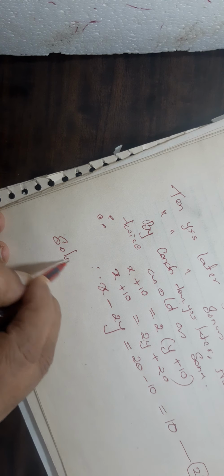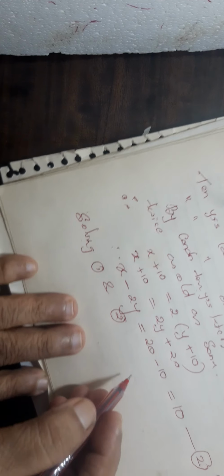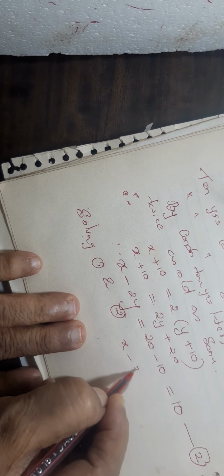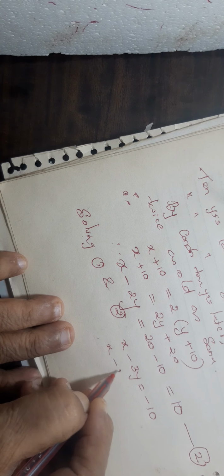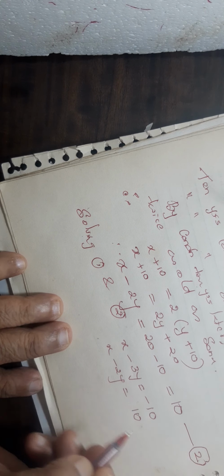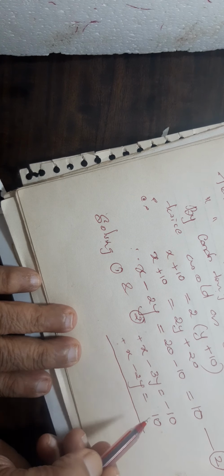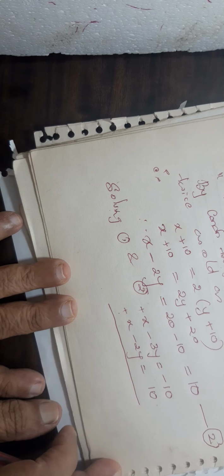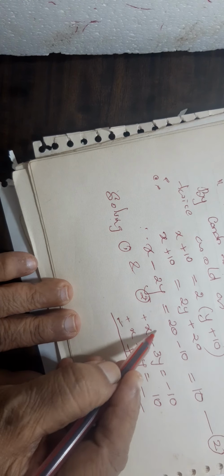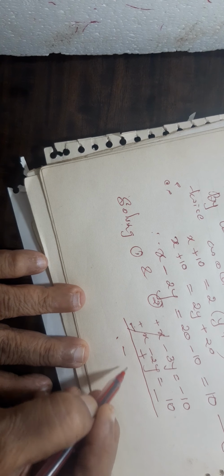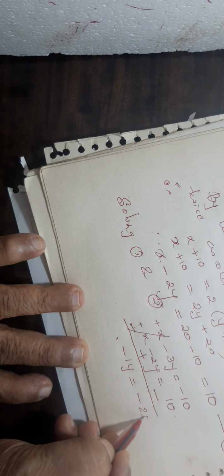Solving 1 and 2. I'll write one below the other. X minus 3y is equal to minus 10 and x minus 2y is equal to 10. Now what I'll do is, I will change the sign. I want to get rid of one variable, elimination. So when I change the sign, this x will cancel. Minus 1y we get here. This is equal to minus 20.